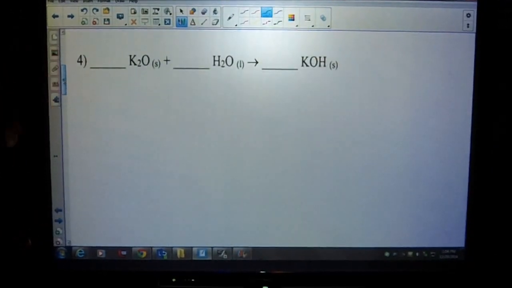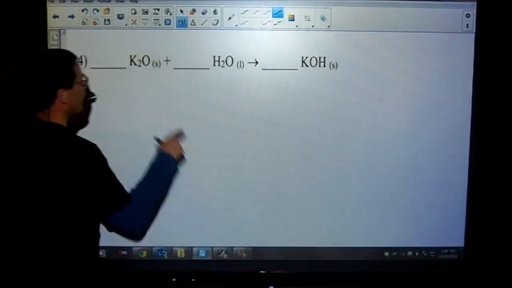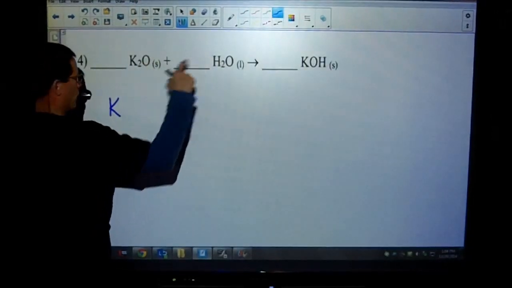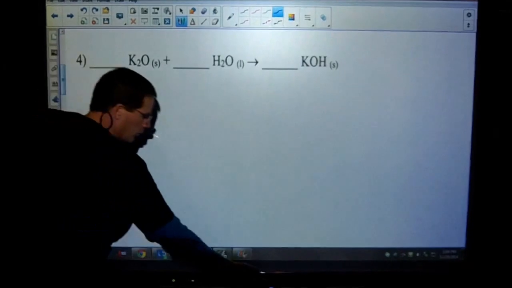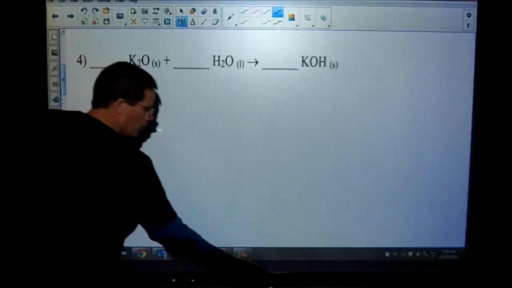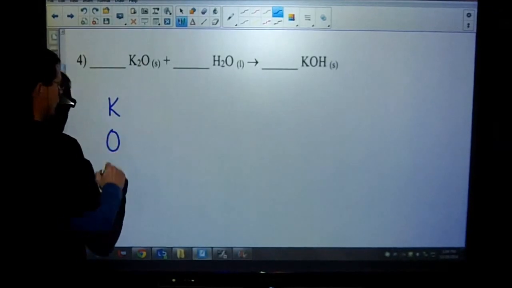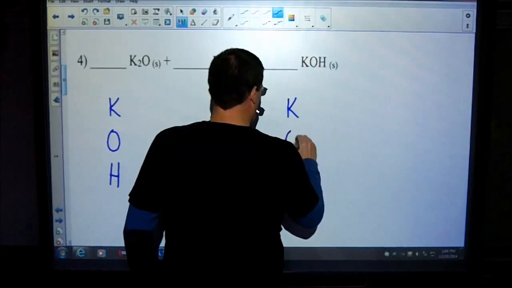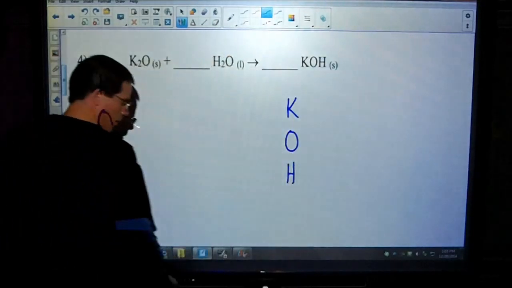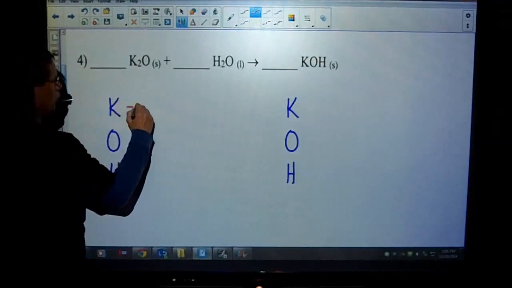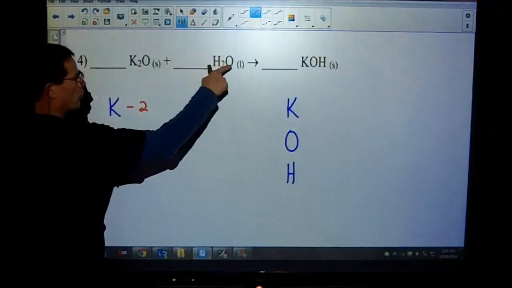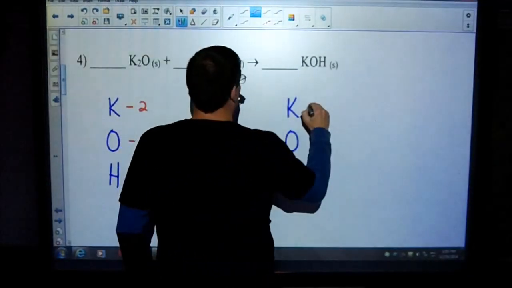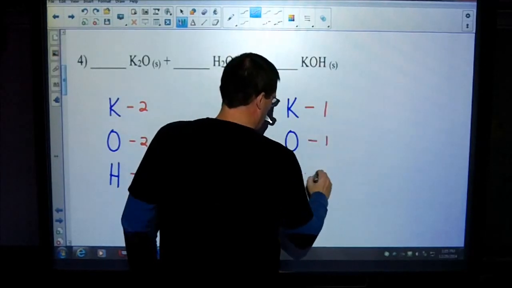Let's look at number 4. Same thing, start off with your inventory. So we have 1 potassium. We have a total of 2 oxygen. Oxygen, let's do it in the right order here. So we have potassium. Oh no, I was right. So we have oxygen and hydrogen. Same thing over here, potassium, oxygen, and hydrogen. And then let's write down the values that we have. We have 2 potassium, we have 2 oxygen, and we have 2 hydrogen. We have 1 potassium, 1 oxygen, 1 hydrogen.